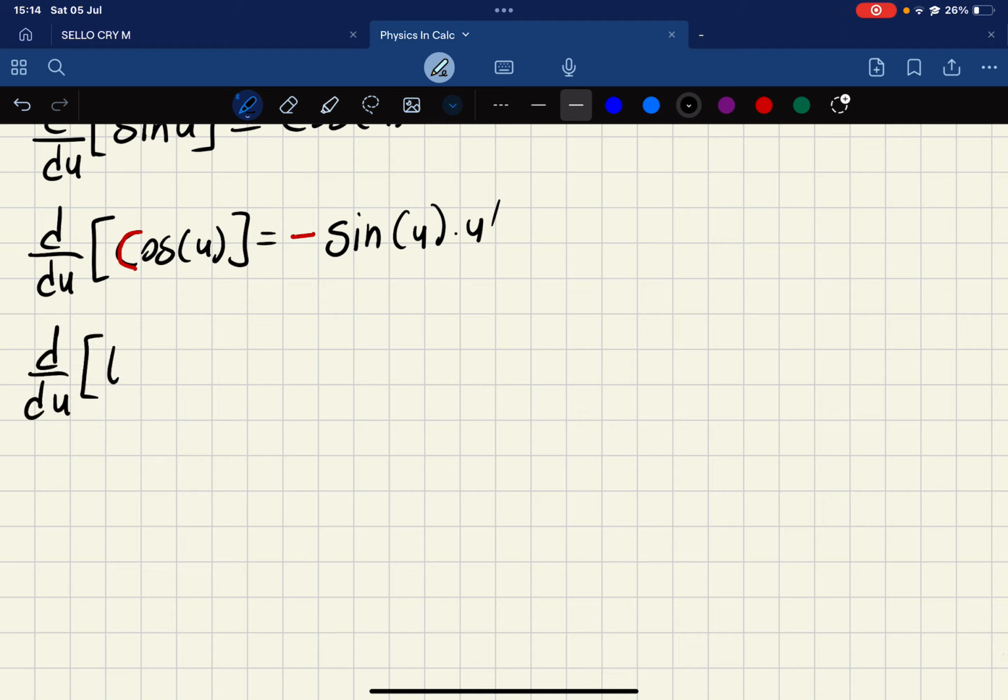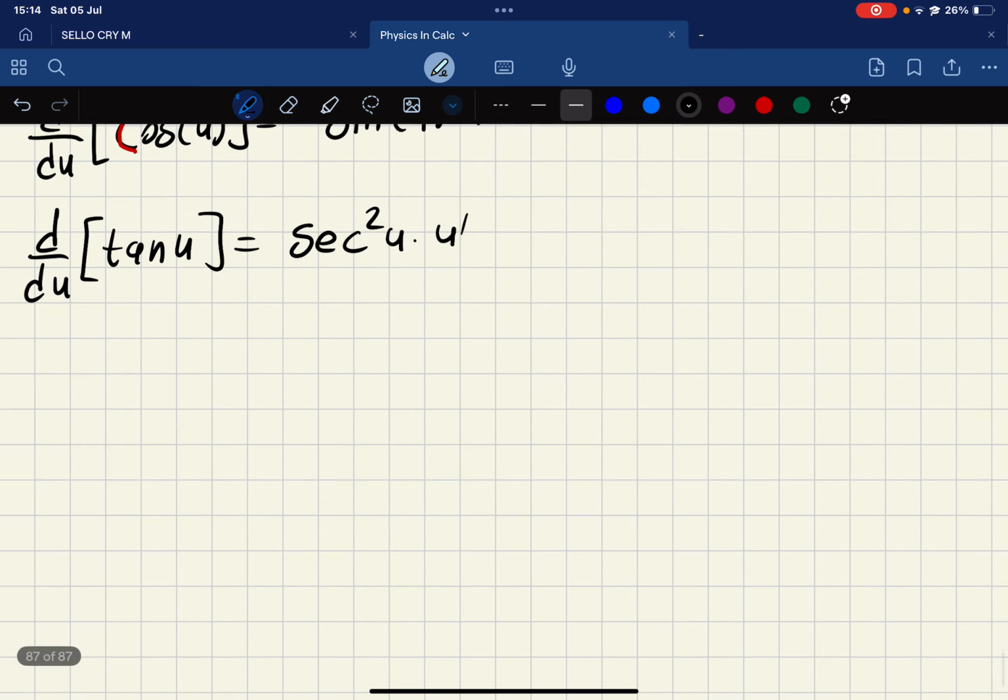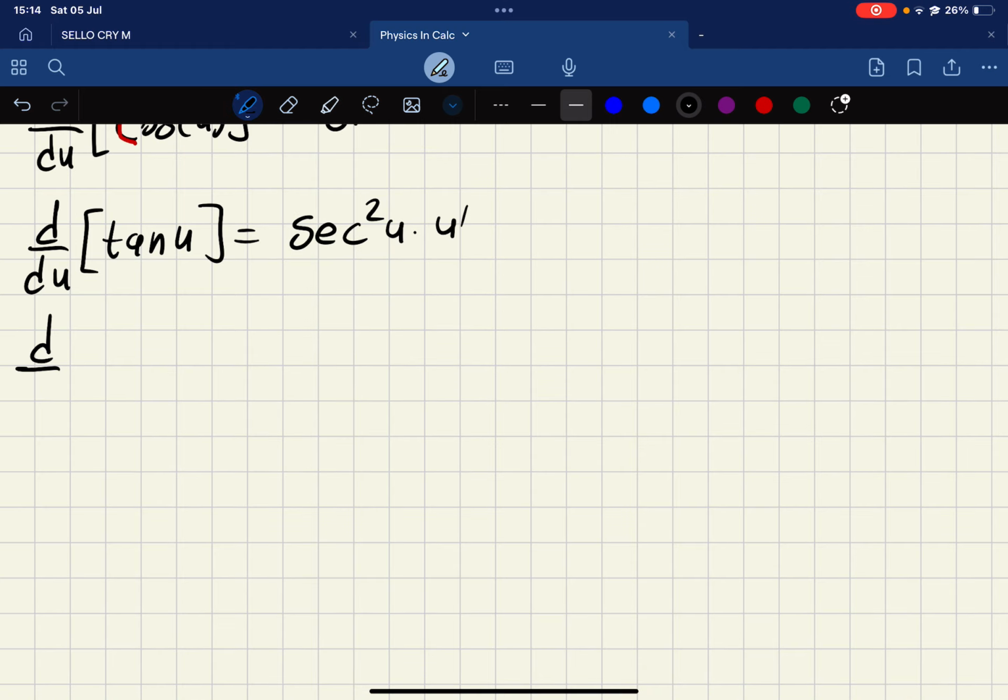And then I said the derivative d over du of tan u is sec squared u multiplied by u prime. Right? Then the derivative d over du of cot u is equal to what? Since it starts with the letter C, it is going to be negative. Negative cosec squared u multiplied by u prime.